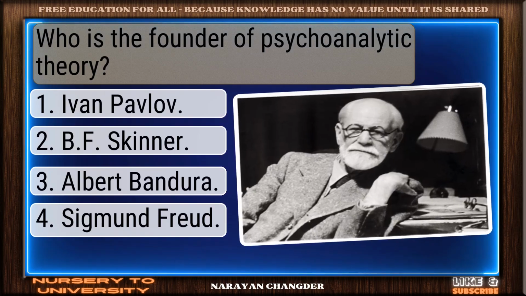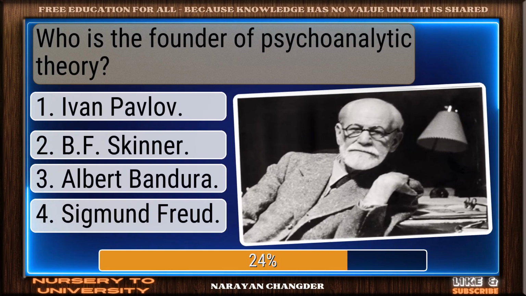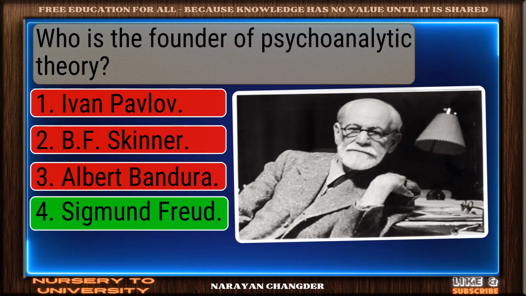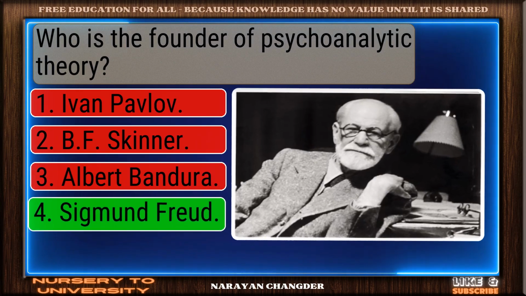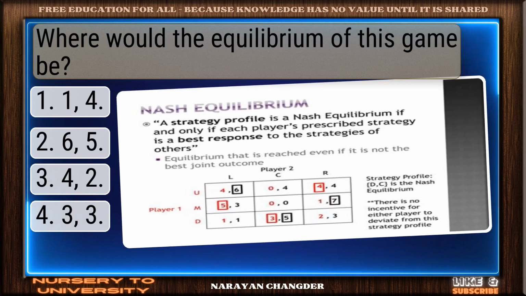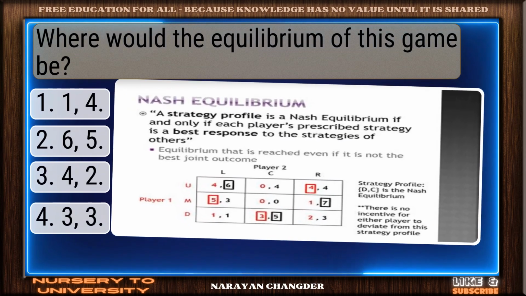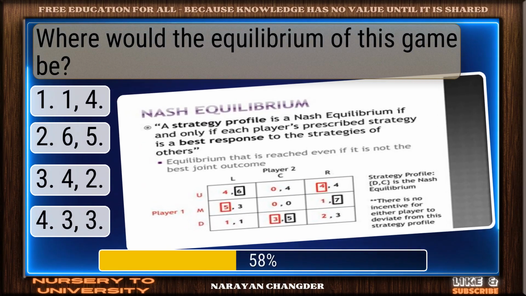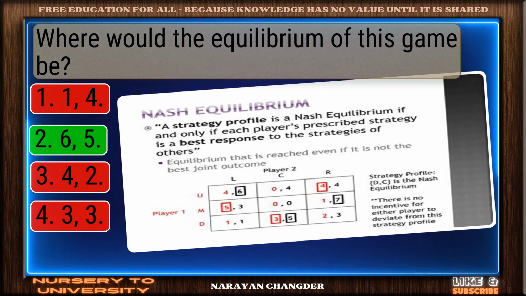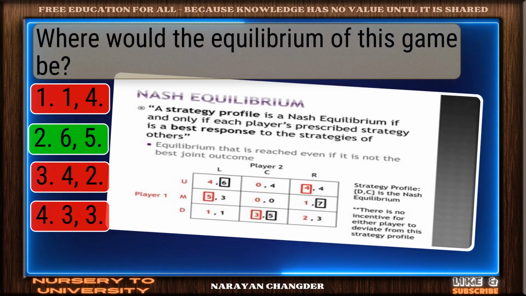Who is the founder of psychoanalytic theory? Excellent choice. Sigmund Freud is the right answer. Where would the equilibrium of this game be? Nicely done. 6-5 is a solid answer.